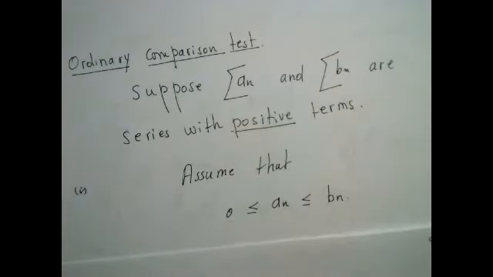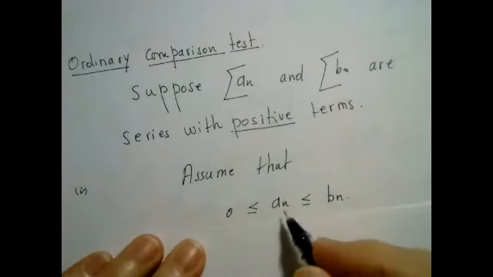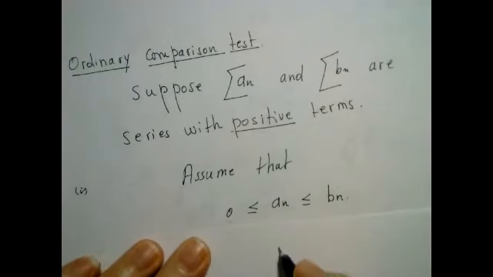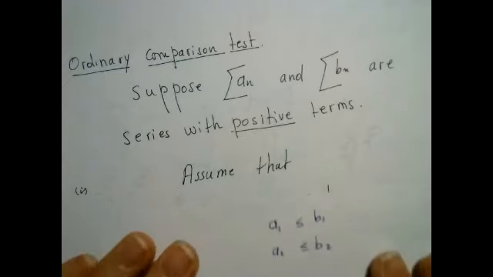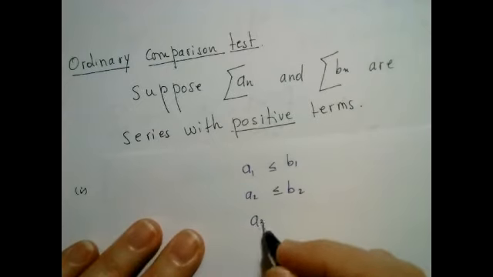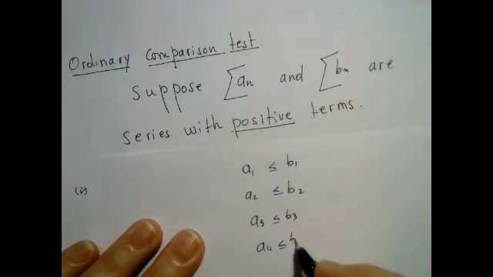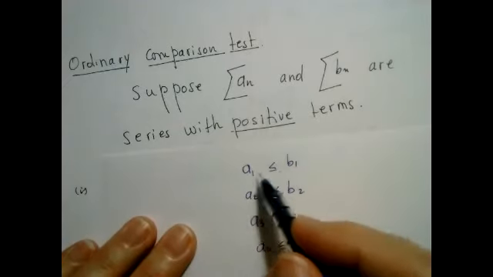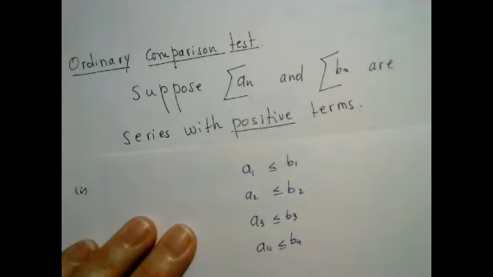So what we have is the following scenario. That's what we have. So how do we read this? It means A1 is less than B1. A2 less than B2. That's really what we have. And A3 less than B3. A4 less than B4. So every term in one series is less than the corresponding terms.